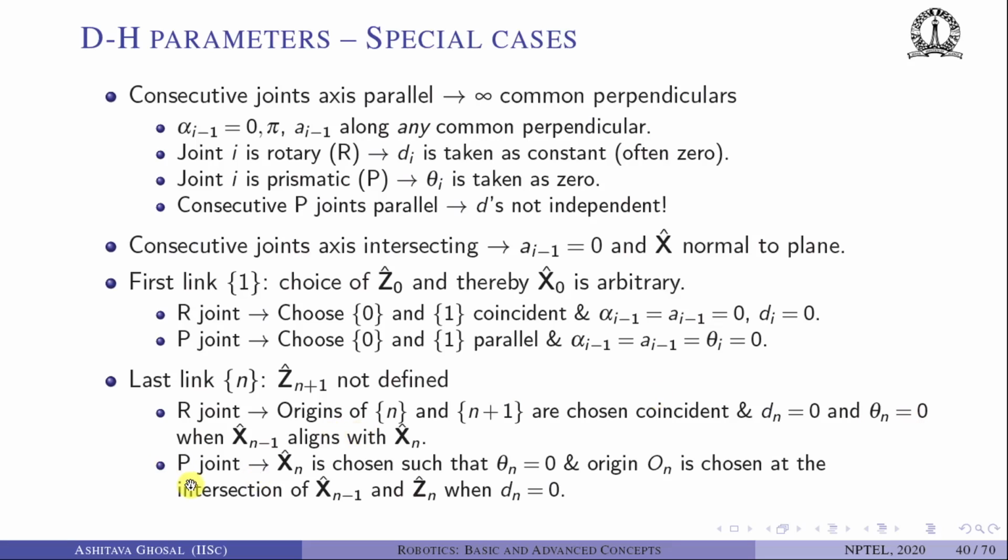If the last joint is prismatic, then x_n is chosen such that theta_n is 0 and origin o_n is chosen at the intersection of x_{n-1} and z_n when d_n is 0. So this is another way of specifying what is the 0 position of the last prismatic joint.